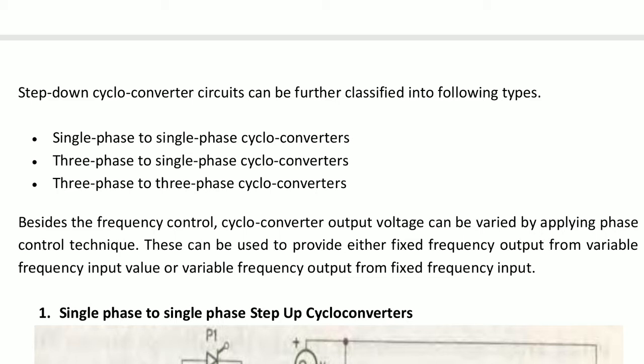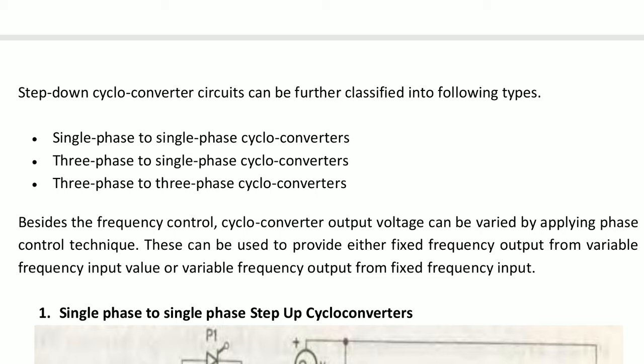As the phases increase, the total number of SCRs in the circuit will also increase, and the circuit will be more complex and bulkier. So for this lecture we will only focus on the single phase to single phase cycloconverter. I will show you some circuits, diagrams and waveforms regarding three phase cycloconverters in upcoming videos. So let's focus on the single phase to single phase cycloconverter.